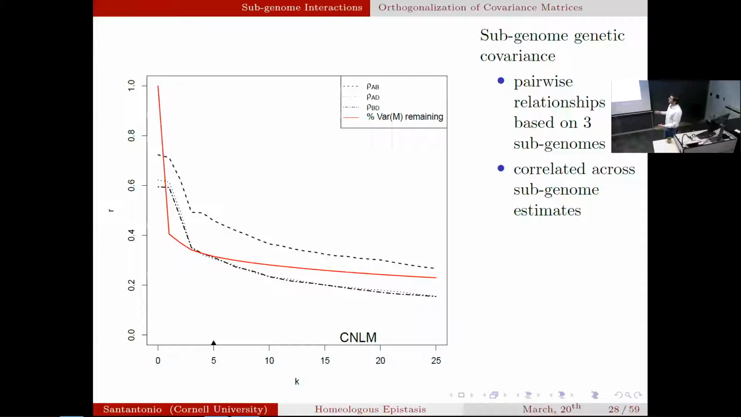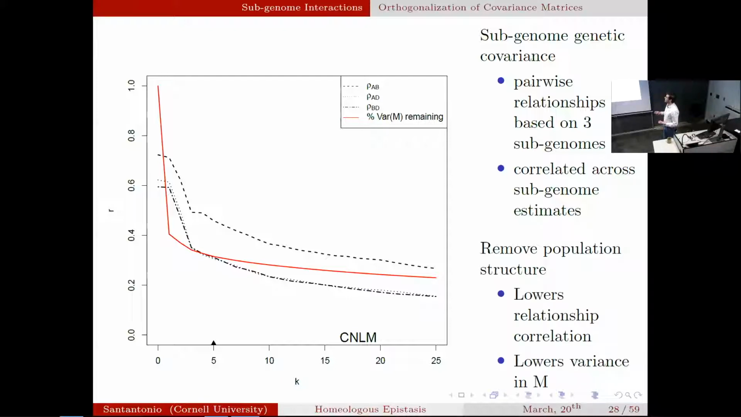And it looks like we have this nice shelf here, right? Roughly around a K of maybe 4 or 5, we hit this asymptotic relationship where the more principal components we pull out of that marker matrix, we don't get much reduction in the correlation of the relationships across the subgenomes. We also take a hit in the amount of variance in the entire matrix.